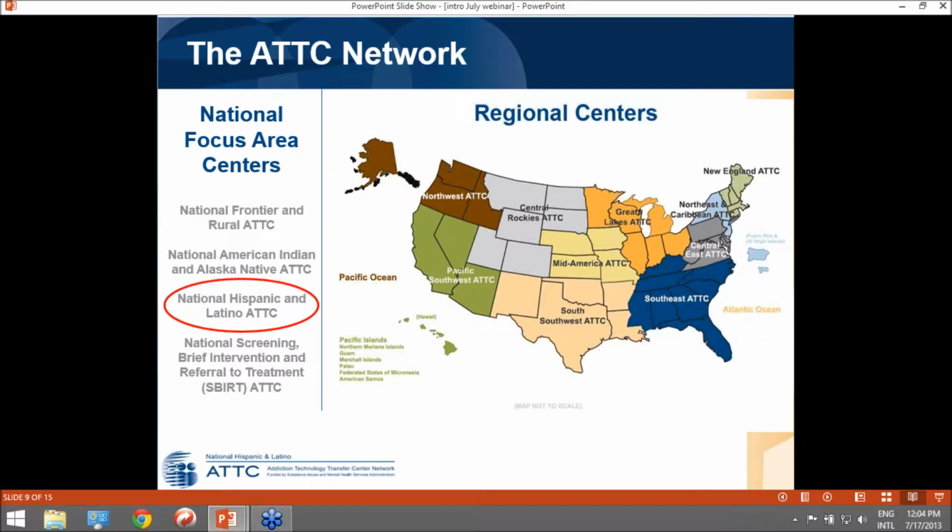The ATTC network is funded by SAMHSA and serves a critical role in improving the health of our nation. The network achieves this by translating, disseminating, and promoting the adoption and implementation of evidence-based clinical practices and strives to improve the health and wellness of individuals whose lives have been impacted by the disease of substance use. You can learn more about the network's products by visiting attcnetwork.org.